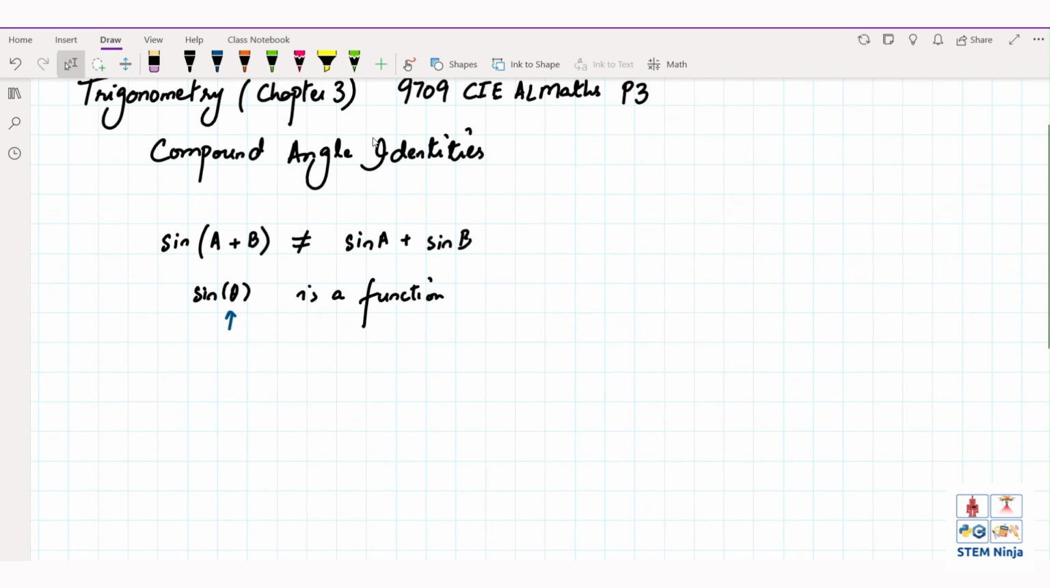Instead, what we do is that when we have this sine A plus B, it can be expanded as sine A times by cos of B plus cos of A times by sine of B. And if the sign in the middle is negative, we will have negative sign in the middle on the right side also.